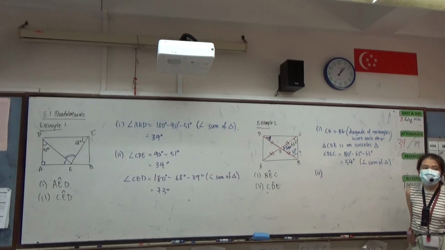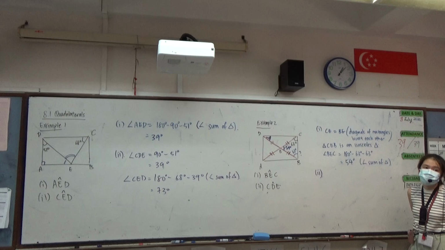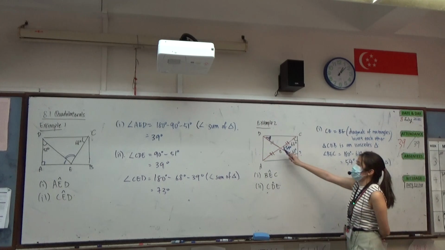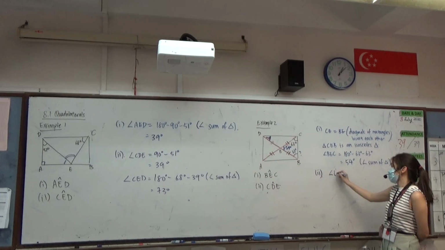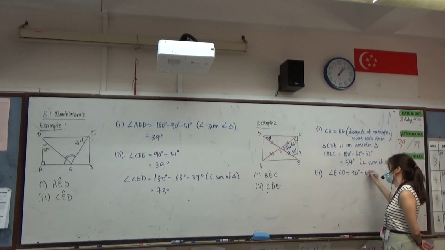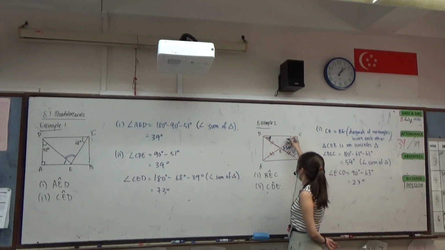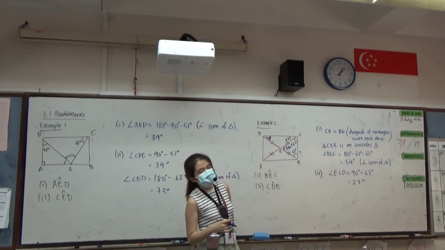Yes, Jing. Maybe we can find angle ECD. Angle what? ECD. So Wheeler, do you agree? Jing suggests finding angle ECD. ECD will be 90 degrees minus 63 degrees. That will give us 27 degrees. Then after that, so what? So Wheeler, continue and complete the question.